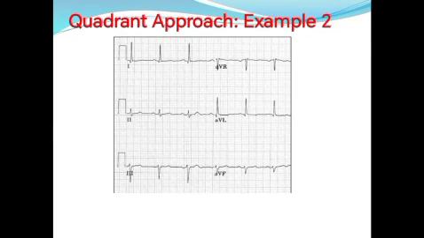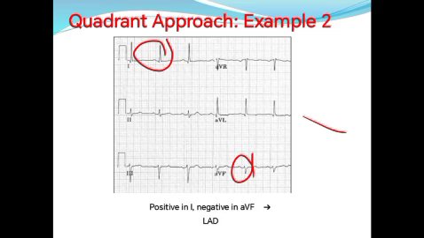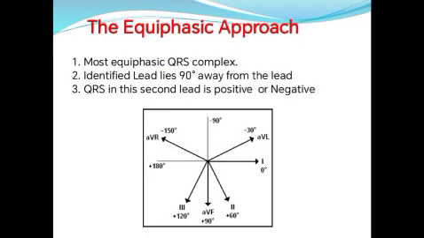Okay, another example. See, lead 1 here is predominantly positive and AVF negative. So, positive lead 1 and negative AVF. This is left axis deviation. Okay, that is the quadrant approach. You can use lead 1 and lead AVF to determine the axis.